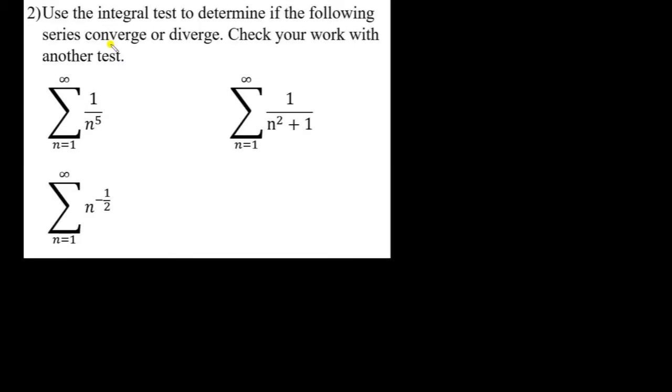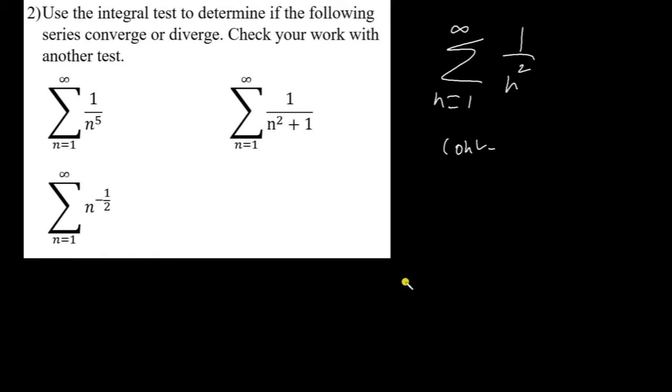Okay, now we need to check our work using a different test. For this, I'm going to use the direct comparison test. I'm going to compare it to 1 over n squared. So we're comparing this to the sum from n equals 1 to infinity of 1 over n squared. This is a p-series. It converges.